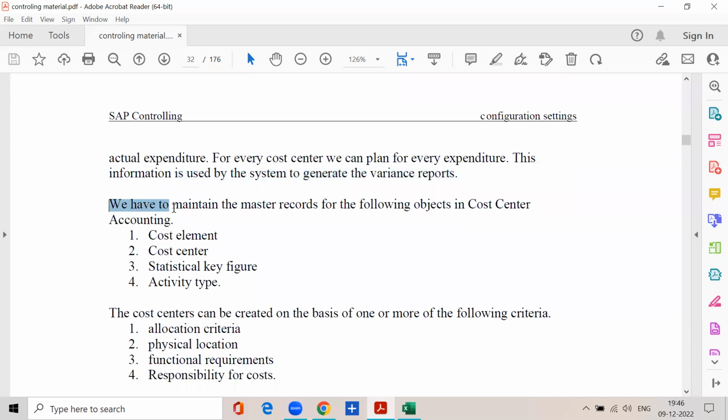Here, we have to maintain the master records for the following objects in cost center accounting. Number one, cost element. Number two, cost center. Number three, statistical key figure. Number four, activity type. Already, we maintained the master records for the cost elements in cost element accounting. Now, we have to maintain the master records for the cost centers. After that, we will maintain the statistical key figures, activity types, all these things. I will explain them later.